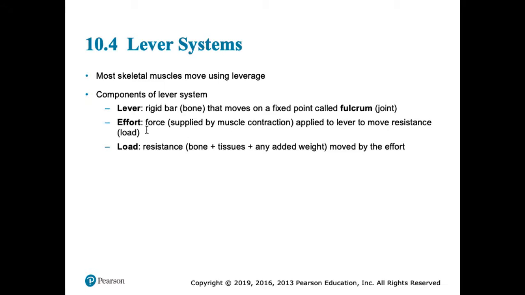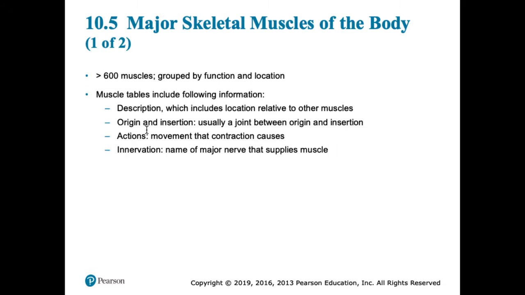Lever systems are important. I believe in the last chapter I mentioned that most skeletal muscles use leverage, and it's important to understand physics. This is why, because it's a lever system. The components of a lever system: the lever is a rigid bar, in anatomy our bone, and it moves on a fixed point called a fulcrum, which in anatomy is our joint. Effort is a force applied, supplied by the muscle contraction, and it's applied to the lever to move the resistance, or the load. The load is just a resistance: the bone, the tissues, and any added weight moved by that effort.